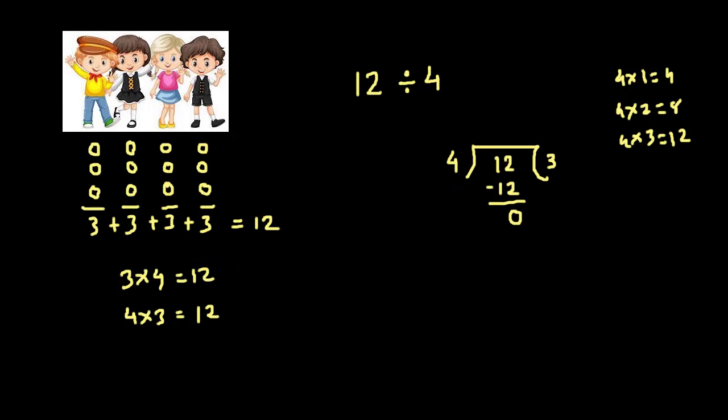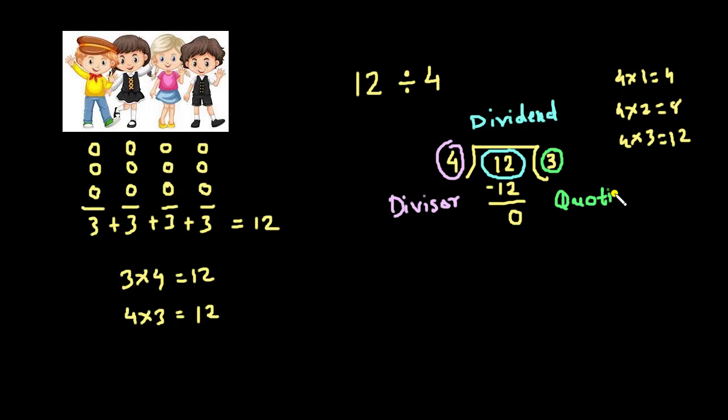Now friends, let's learn what we can say all these numbers. This 4 is known as divisor. This is a divisor, as we are dividing 12 by 4. This 12 is known as dividend. D-I-V-I-D-E-N-D. Dividend. This 3 is known as quotient. Q-U-O-T-I-E-N-T. Quotient. And this 0 is known as remainder. So this is divisor, this is dividend, quotient and remainder.